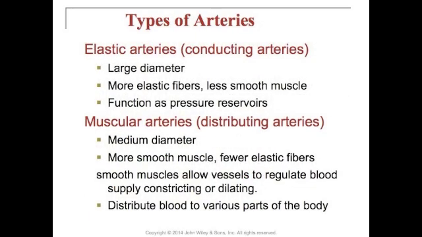Types of arteries. Elastic arteries, or conducting arteries, are large in diameter. They have more elastic fibers and less smooth muscle, and they function as pressure reservoirs. Muscular arteries, or distributing arteries, are medium in diameter. They have more smooth muscle and fewer elastic fibers. Smooth muscles allow the vessels to regulate blood supply by constricting or dilating. They distribute blood to the various parts of the body.